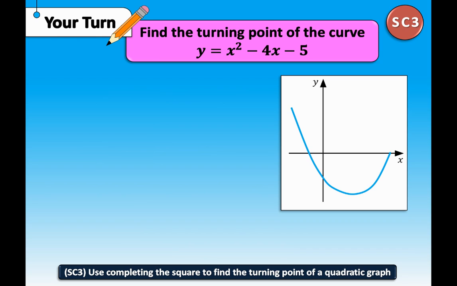Here's a question for you to have a go at. Pause the video, and when you're ready to see what you should have done, press play. So for this question, if we use completing the square, so we get x minus 2 squared minus 9. That means the curve will have a turning point of 2, minus 9.